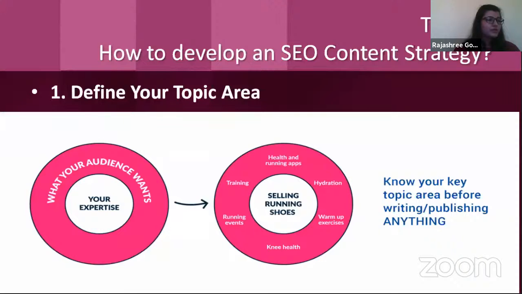The next one is how to develop an SEO content strategy. SEO content strategy is something that you should think about initially, and then you should process. And when we say SEO content, probably one of the major things that come into our mind is keyword research. But here I will say that before keyword research, it's always better to define your topic area.